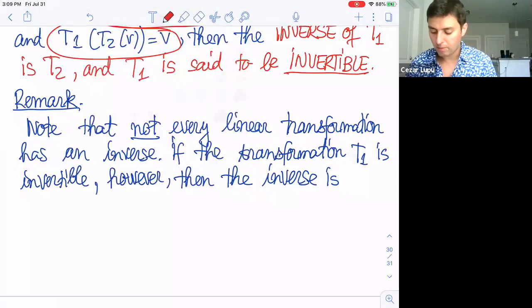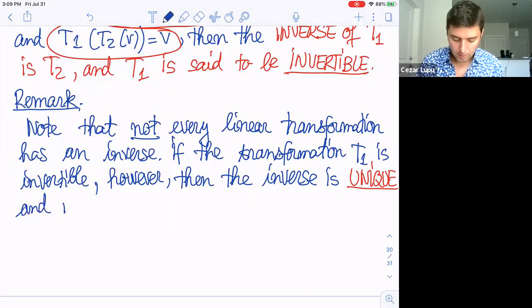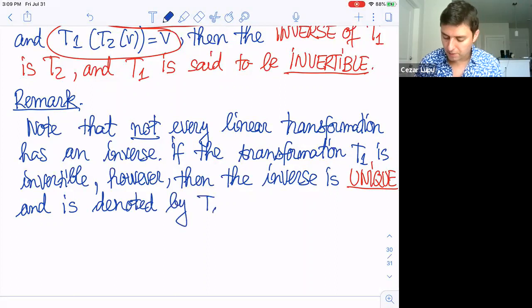This is an important thing to know. So there is only one. The inverse is unique and is denoted by T1 to the negative 1. This is how we are going to denote the inverses, by T1 to the negative 1, just like the inverse of a real function.